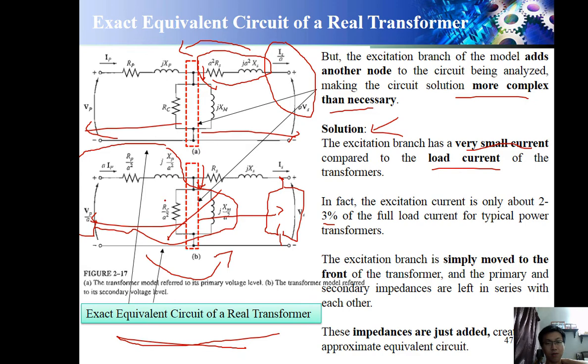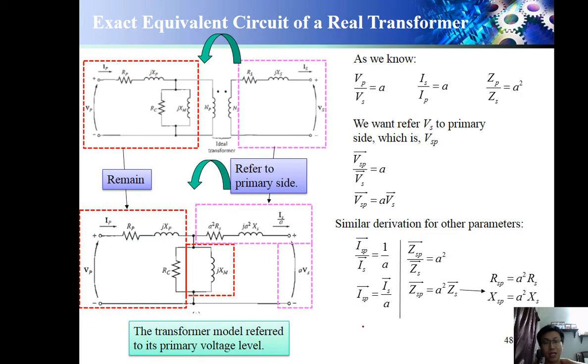Then we take off this one. For example only. So we can simply move to the front of the transformer, and the primary and secondary impedance are left in series with each other. So these impedances are just added, creating the approximate equivalent circuit. So that's why we have the exact equivalent circuit, then we will go to the approximate equivalent circuit like this.